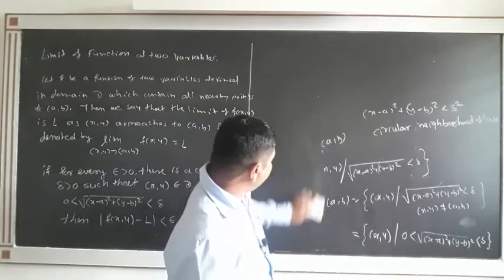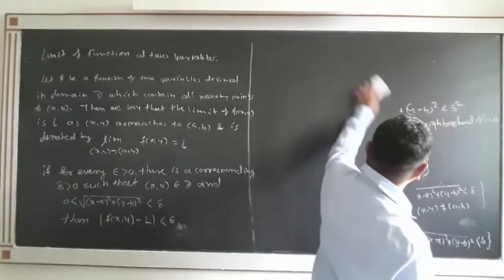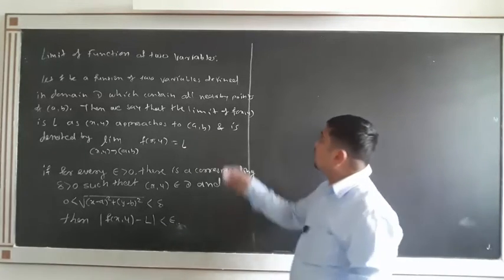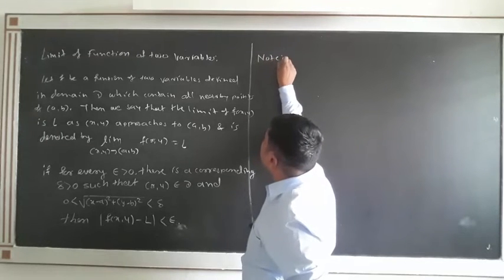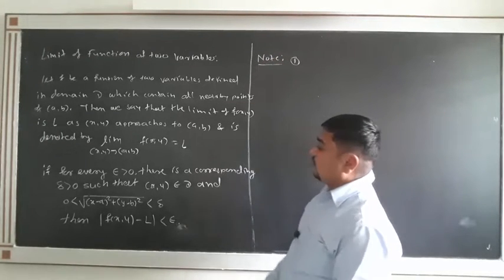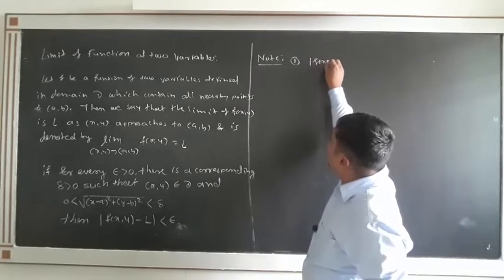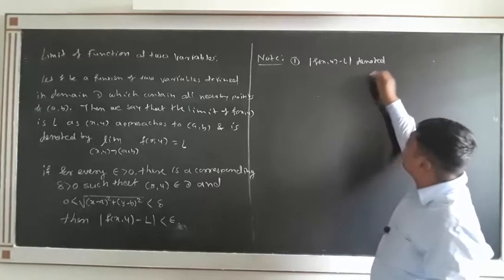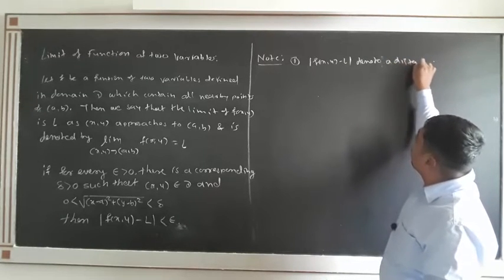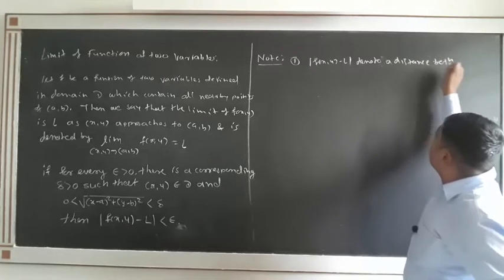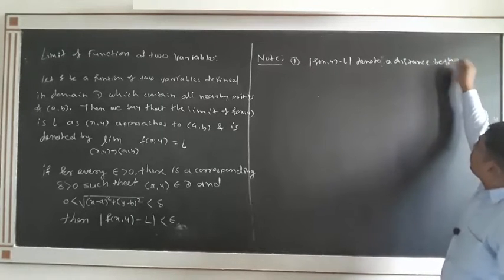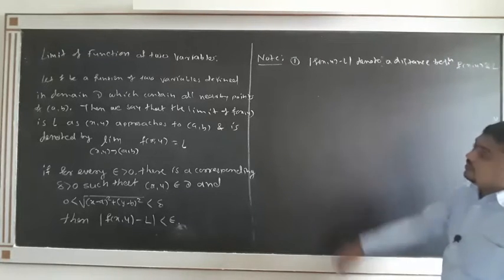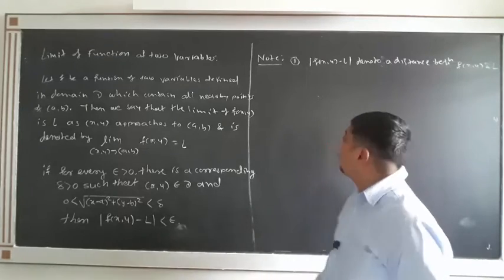So from this definition, what can we observe? We will write it one by one. Note: what is the first note? What does modulus of f of x, y minus L denote? It denotes the distance between f of x, y and L.